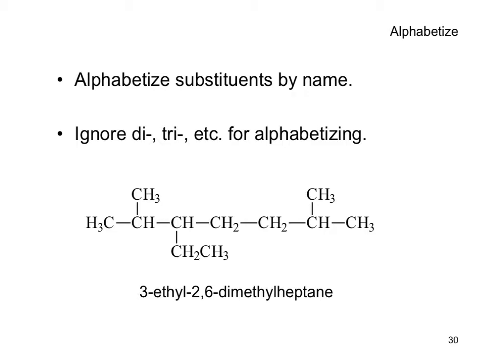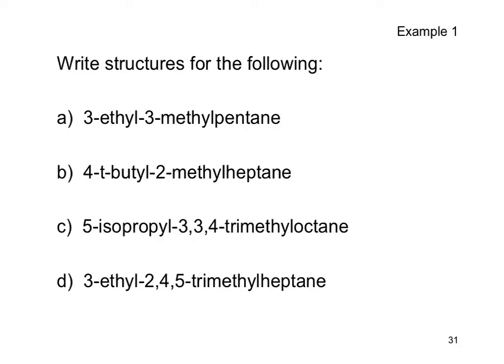I think we have already solved this one. All right, so let's write down some structures. Let's apply this. You are given 3-ethyl-3-methylpentane. Pentane means you have 5 carbons. Always a good idea to first provide the structure of the root name, family name, mother name, however you want to call it. At the third position, you want an ethyl. At the third position, you also want a methyl, and you're done.